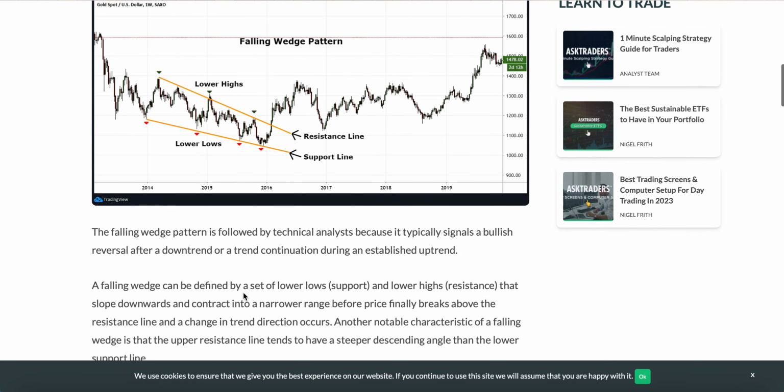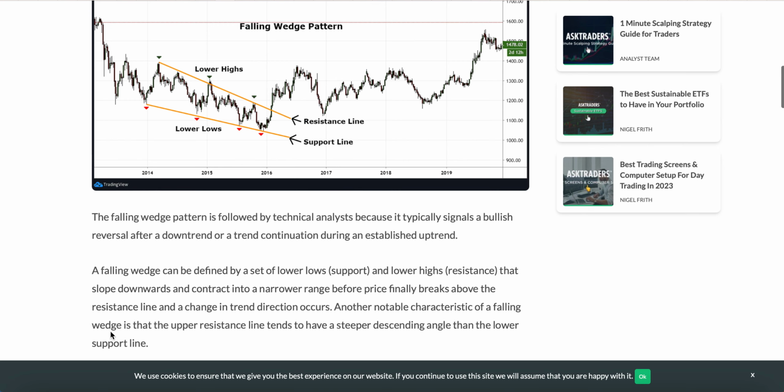A falling wedge can be defined by a set of lower lows support, and lower highs resistance, that slope downwards and contract into a narrower range before price finally breaks above the resistance line and a change in trend direction occurs. Another notable characteristic of a falling wedge is that the upper resistance line tends to have a steeper descending angle than the lower support line.